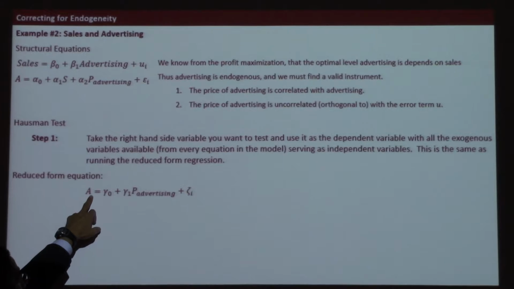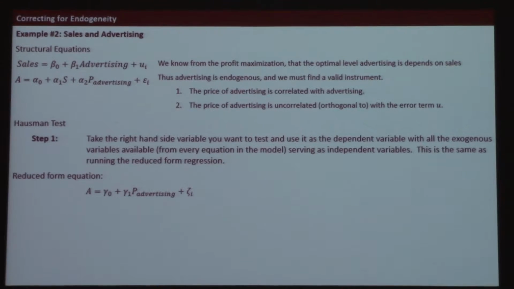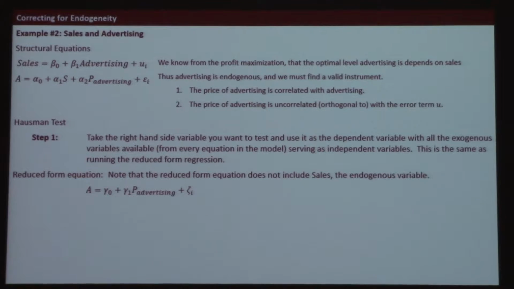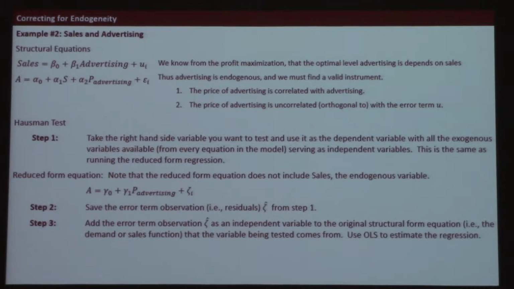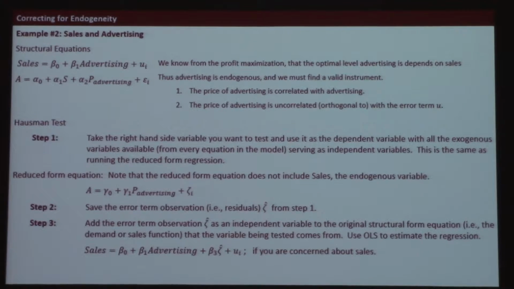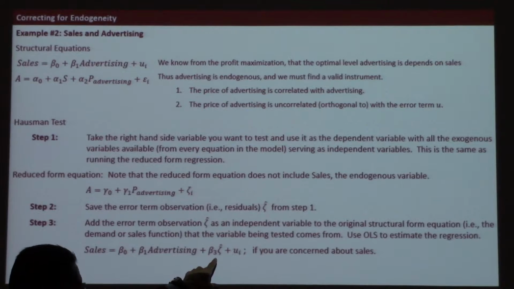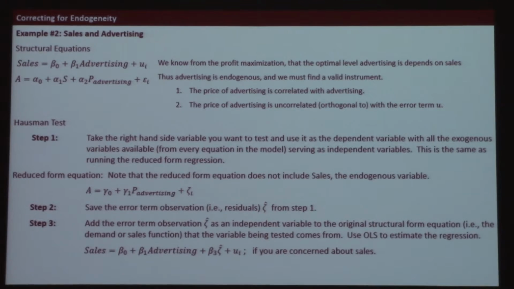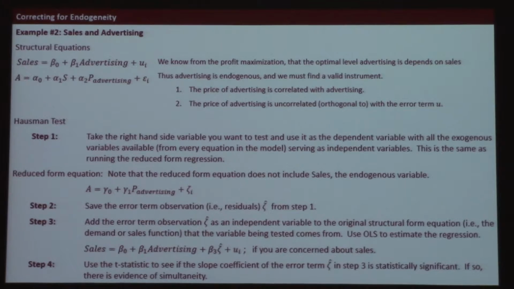So here's our problem variable. We're going to run it against the instrument, the price of advertising. We're going to run that regression, and we're going to save the error term, squiggly hat. We're going to put that error term, squiggly hat, into our primary equation, our sales function, here. And then we're just going to do a t-test. If beta 3 is statistically significant, we have a problem with endogeneity. If it's not, then we don't.